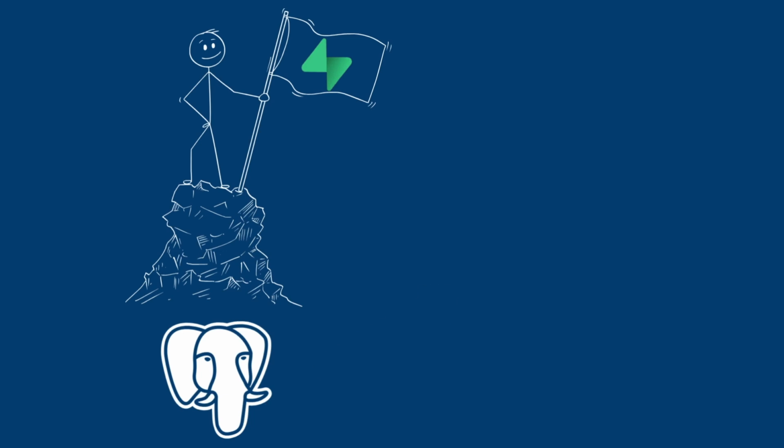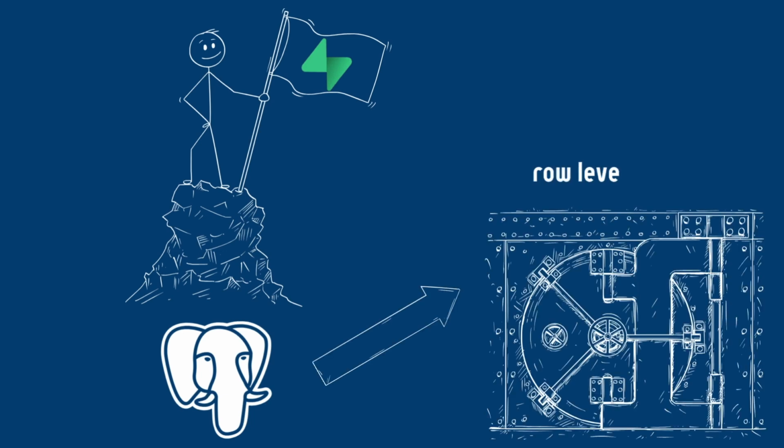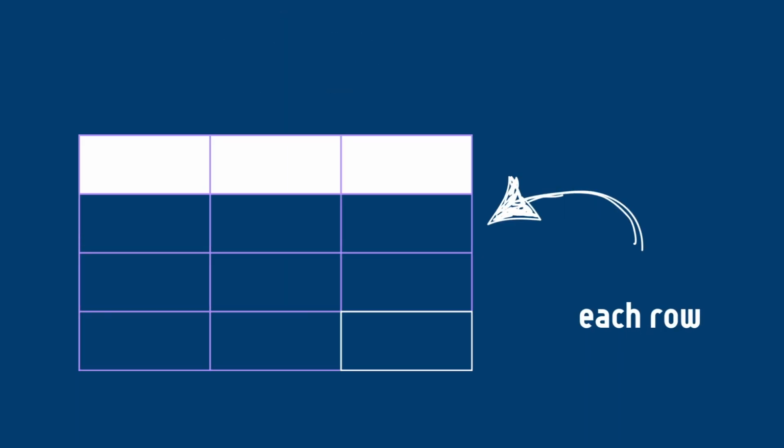Supabase, built on PostgreSQL, offers a powerful security feature called row-level security, RLS, to control access at a granular level. But how does it work and why should you use it? Let's break it down.